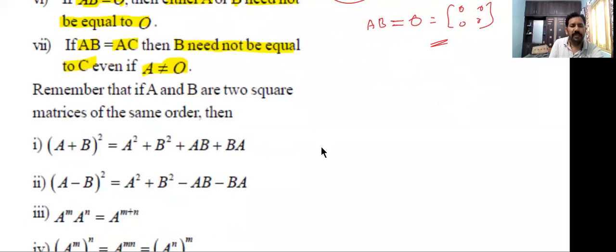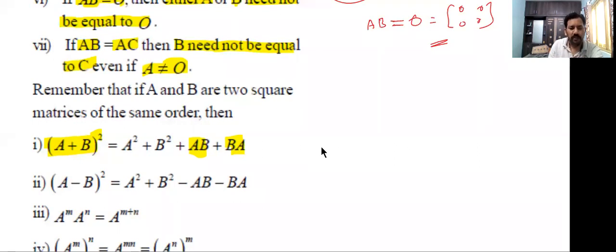Next, (A plus B) whole square. Generally, (A plus B) whole square we write as A square plus B square plus 2AB. But in matrices, it is not like that. It is A square plus B square plus AB plus BA, because AB is not equal to BA now. If AB is equal to BA, then we can write 2AB. Both are not equal now, so remember it, particularly in matrices.